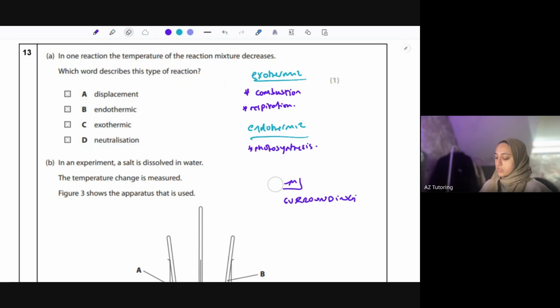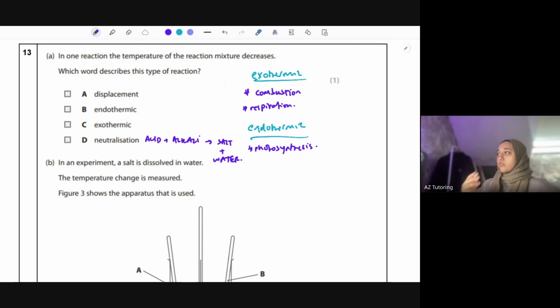So let's see what this question is saying. It says in one reaction, the temperature of a reaction mixture decreases. Which word describes this type of reaction? So it's not displacement. Displacement is a reaction where a reactive metal displaces a less reactive one. So displacement, move it out of place. It's not neutralization, because neutralization is where you've got an acid and a base or alkali, and you get salt and water. So that's your neutralization reaction. So if the temperature of the reaction mixture decreases, that's going to be an endothermic reaction.